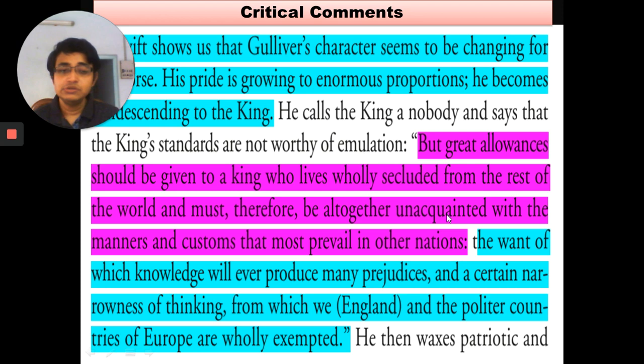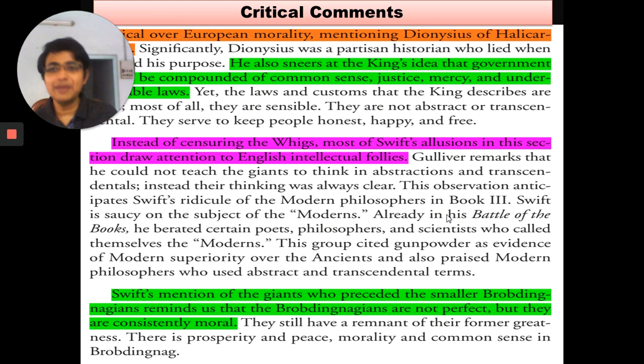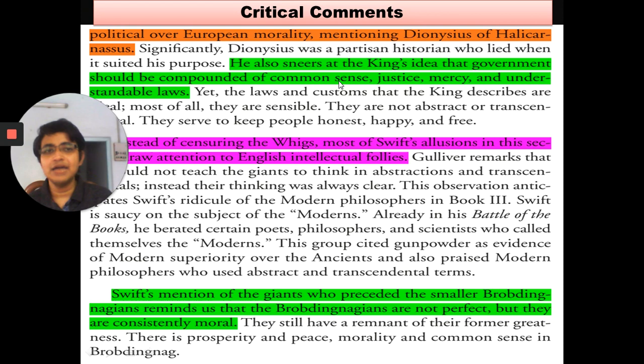And a certain narrowness of thinking from which we, the English, and the politer countries of Europe are wholly exempted. We are outside of everything. We English are much superior. So he then waxes patriotic and political over European morality, mentioning Dionysius of Halicarnassus. I do not know whether this Dionysius is a mythological figure or perhaps an imaginary figure; why did Gulliver begin to speak of him?